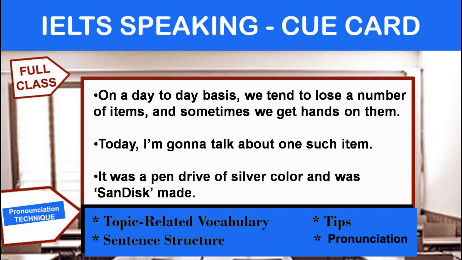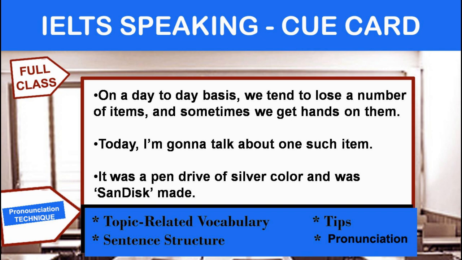Next sentence we have, today I am gonna talk about one such item. Here I am going to give you a pronunciation tip that works very well in the exam. Instead of saying I am going to, we simply say I am gonna. Gonna is a contraction of going to. In the speaking exam, this works very well to boost your pronunciation score. So we have said in this line that today I'm gonna talk about one such item.